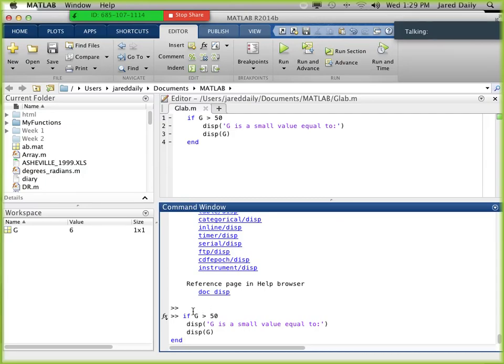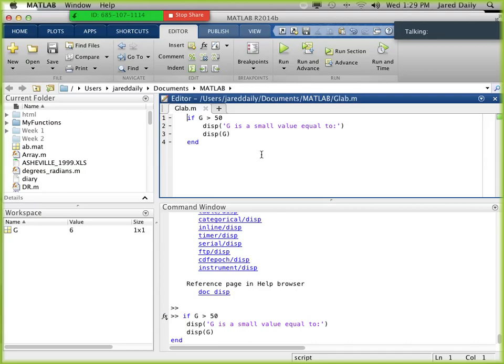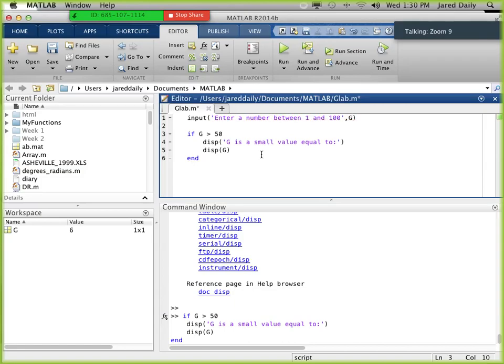Okay, so if, let's start off here with, let's actually do it up here. Let's do input. Enter a number between 1 and 100. Let's put that into G. That's what we want to do. And if G is greater than 50, we'll say G is, that's what we want to do. Okay.